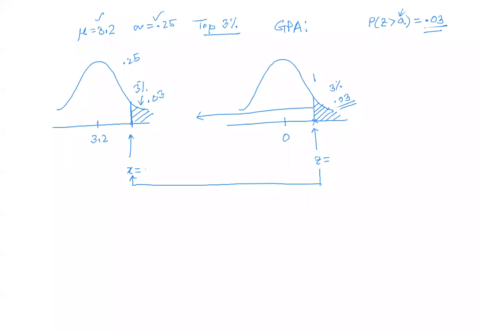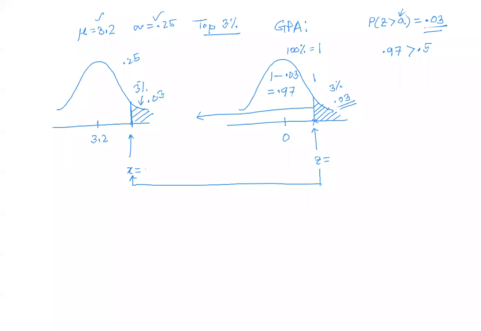To find the area to the left, you just subtract it from 1. All the area under the curve is 100% or 1, right? So if you subtract 0.03 from 1, you're going to get 0.97. So you're looking for 0.97. Again, 0.97 is greater than 0.5, right?